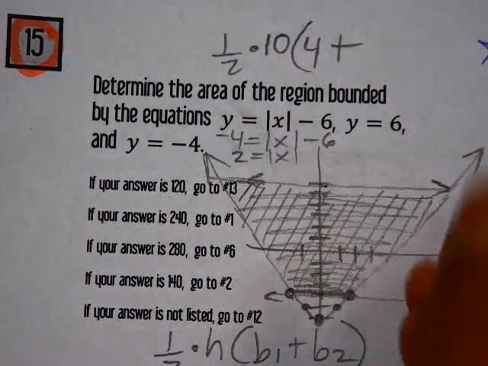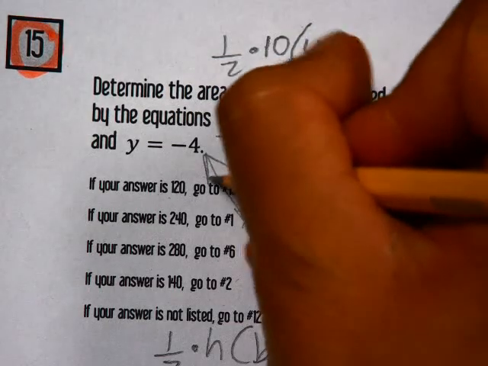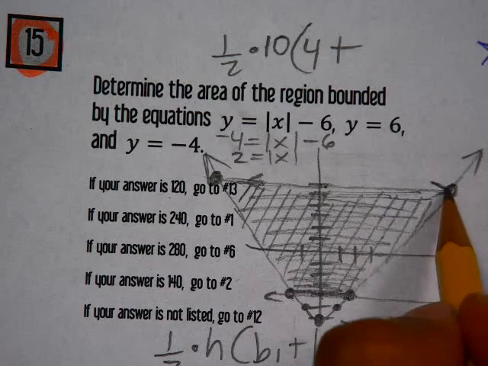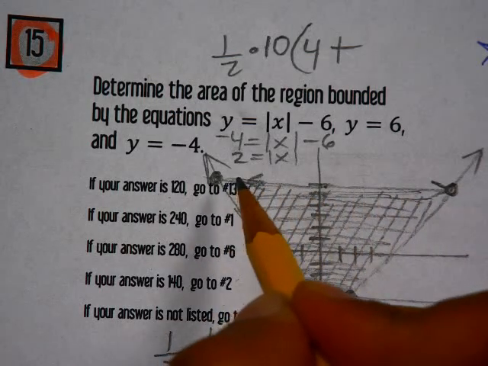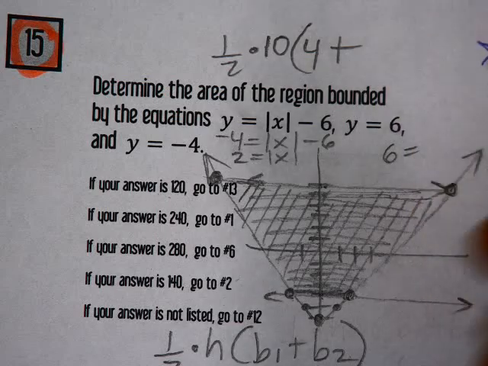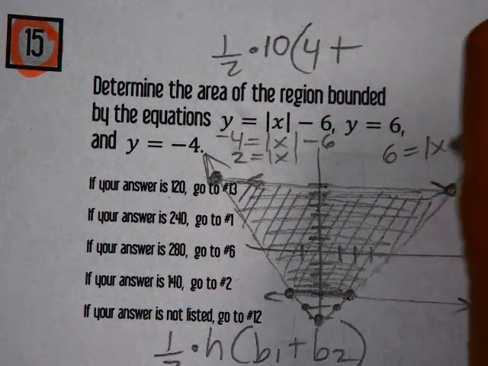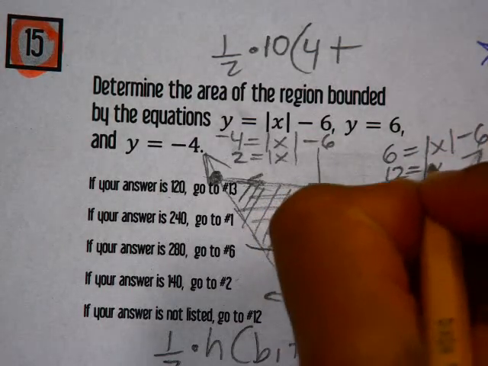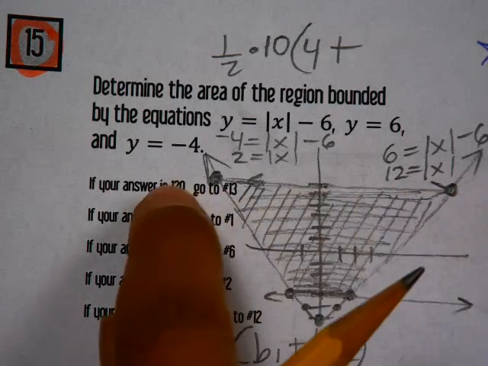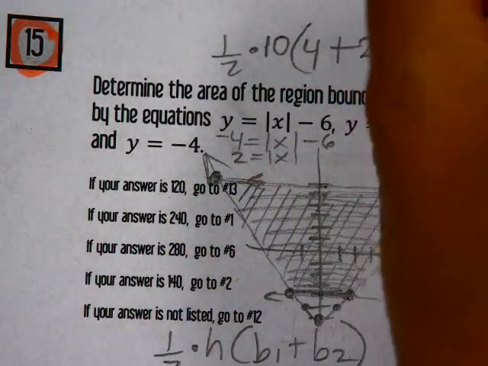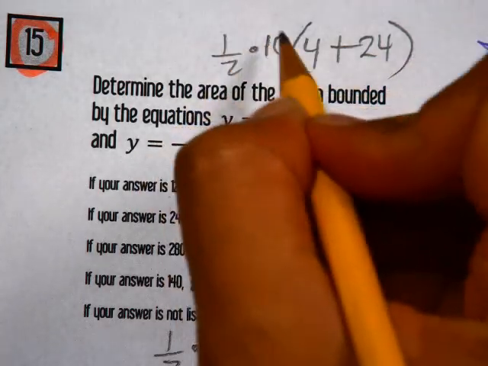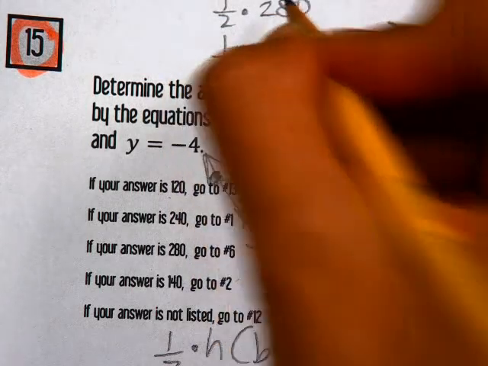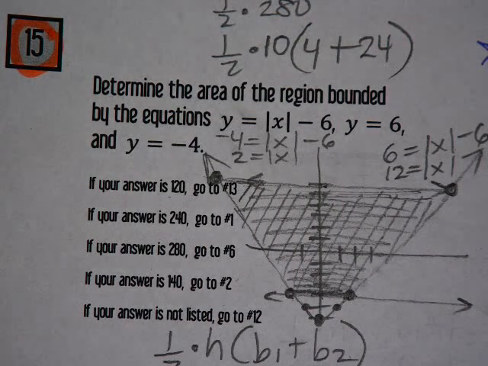Plus the second base, so we're trying to figure out the width from here to here. And again, if your sketch isn't accurate, then we can just look at, if we're at a y value of 6, we're determining what x is equal to. So if we have absolute value of x equals 12, that means this is at +12 and this is at -12. So that's a length of 24. So this would give us 1/2 times, this is 28 times 10, which is 280, and so we would get 140.